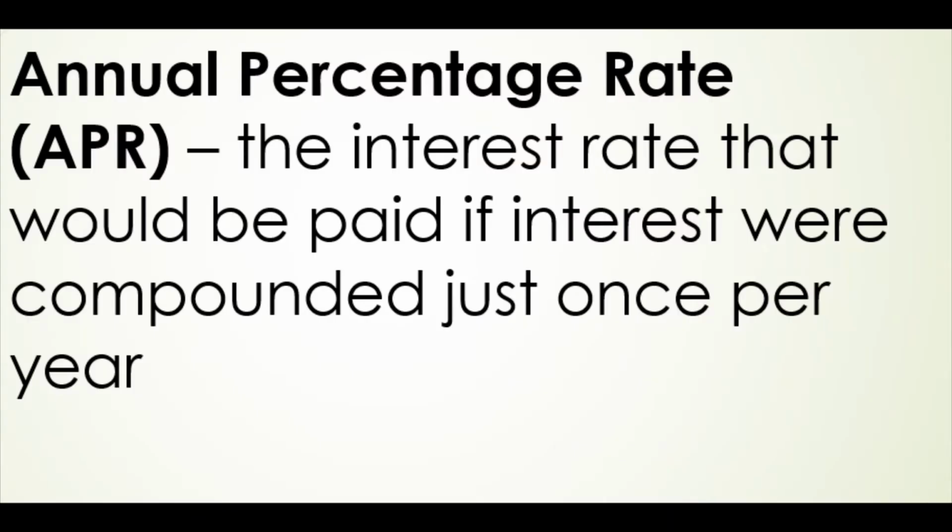All right, so first I want to distinguish between two similar sounding terms. One is annual percentage rate, APR, which is the interest rate that would be paid if interest were compounded just once per year. This is usually what we mean when we talk about an interest rate. For example, annual percentage rate is the rate that we're going to use in our compound interest formula. The R in our compound interest formula is the annual percentage rate.